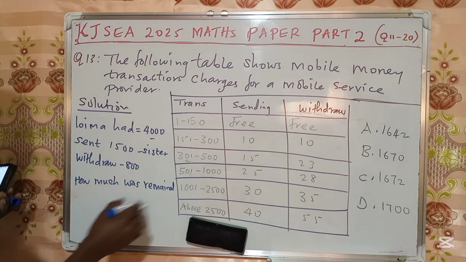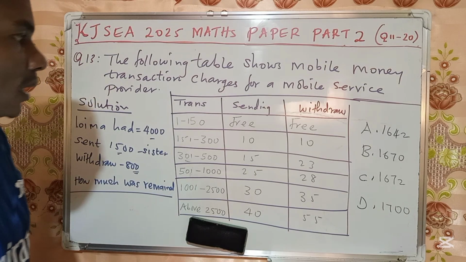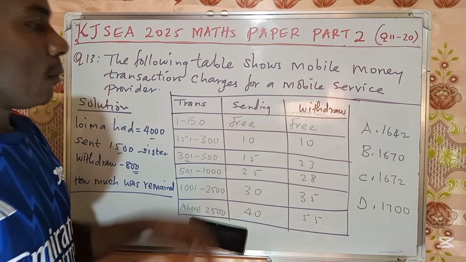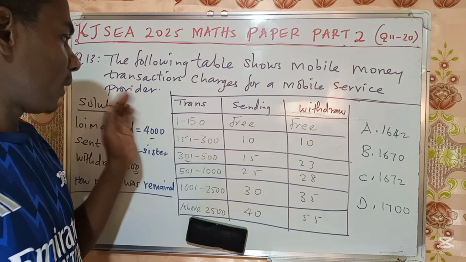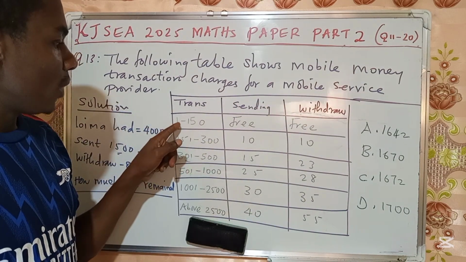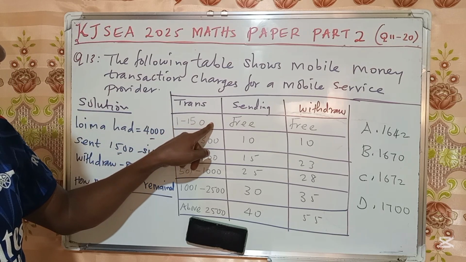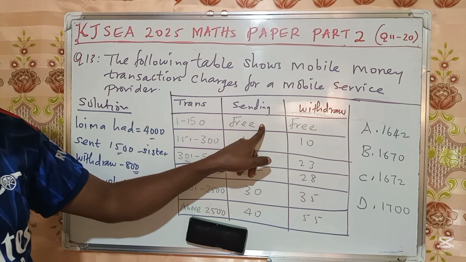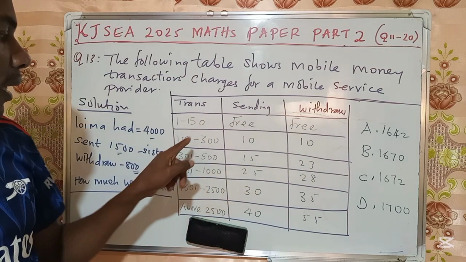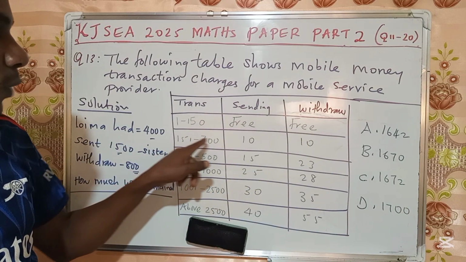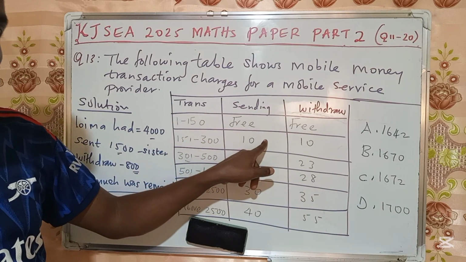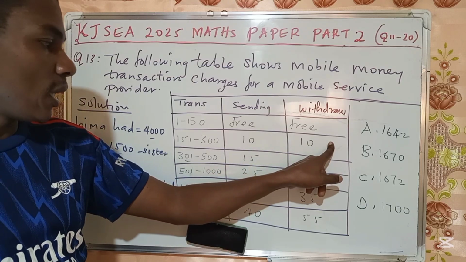How much was remained? It's called a transaction table provided by the mobile service provider. Now transactions, we have Kenya shillings 1 to 150. It is free to send and free to withdraw. Kenya shillings 151 to 300. You send with 10 shillings, you withdraw with 10 shillings.